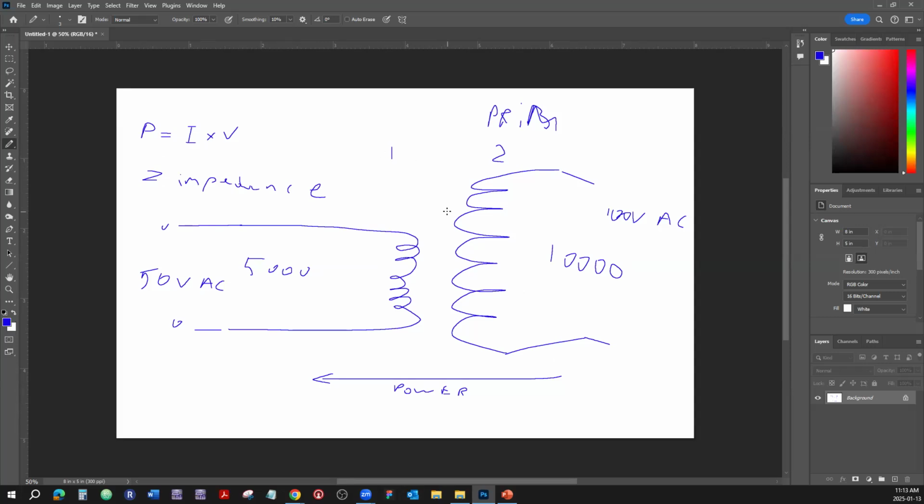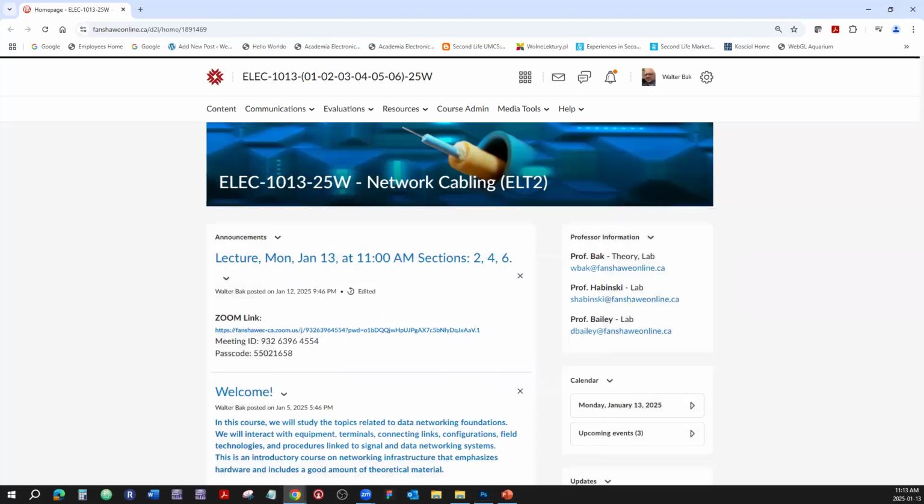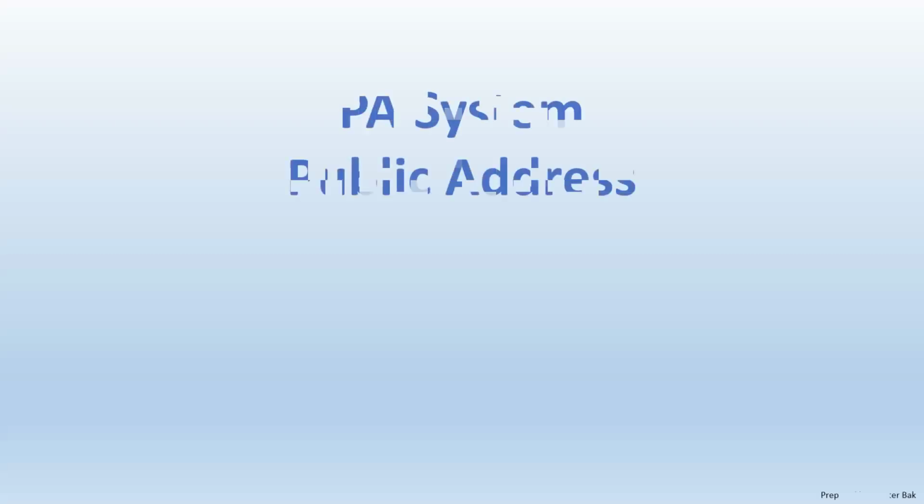So that's what we're going to have to deal with right now when we're talking about something that's called distributed audio. Just going to minimize that, and I'm going to start this presentation right here. Let's see if we get the proper screen in the proper place. Yes, we do. All right. Slide number 1, PA system. PA stands for public address.